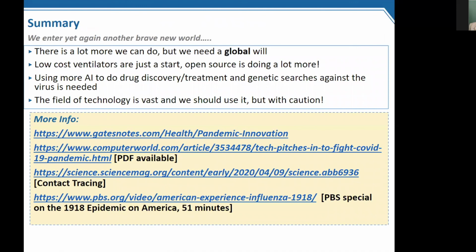So in quick summary, I'm very proud to say that there's a lot we're doing, but there's a lot more we can do. Low cost ventilators are just a start. I would love to see open source used to design other important PPE equipment. And of course, brute force searches using open source AI is a real multiplier effect. Imagine armies of people doing this, each having AI at their disposal, so it could shorten the time.